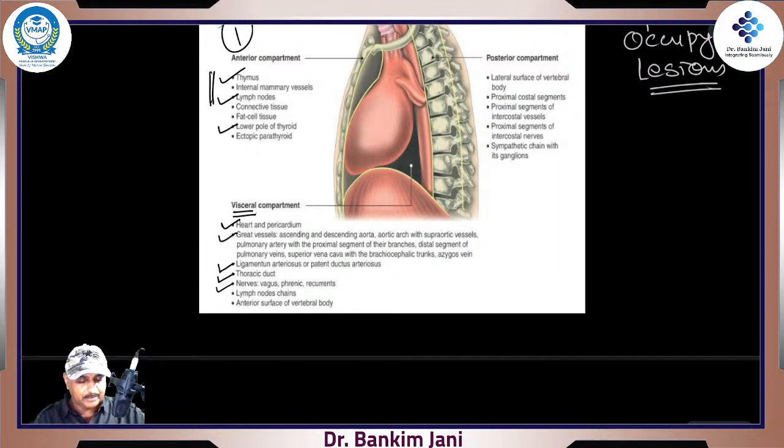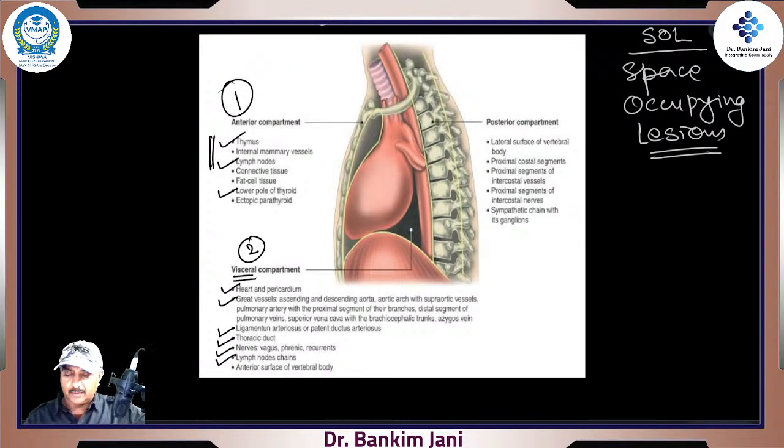This will be where there would be the vagus, right phrenic, left phrenic, and the recurrent laryngeal nerve. So the recurrents are present. Lymph nodes would be present over there, and the anterior surface of the vertebral body, because that would be the level, right? But the visceral compartment is where most of the vessels, heart and the thoracic duct are present. The third component is the posterior part, just posterior, where there is the lateral surface of the vertebral body, and there would be an important thing, the sympathetic chain and its ganglia.